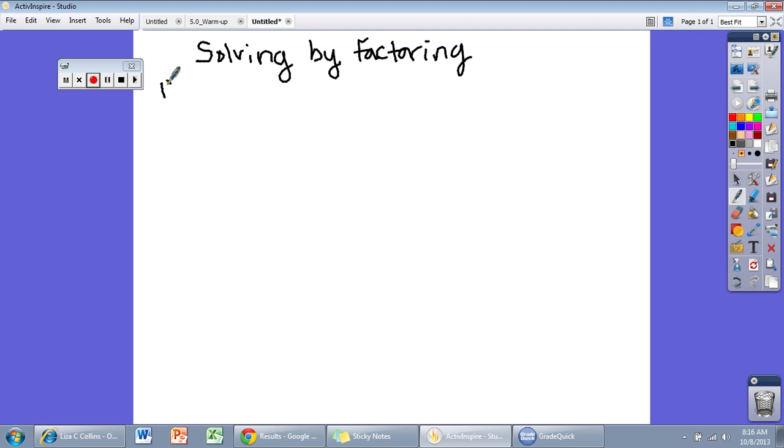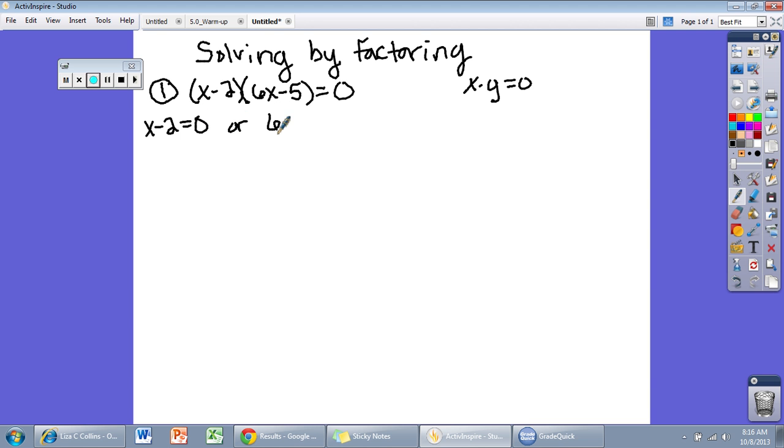So if you notice in the first one, the equation has actually already been factored for you. You've been given x minus 2 times 6x minus 5 equal to 0. And the idea here is that we know if something equals 0, one of these two things has to be 0. If we were given x times y equals 0, the only time that would happen is if x were 0 or if y were 0. So this is the same thing. Either x minus 2 has to equal 0, or 6x minus 5 has to equal 0.